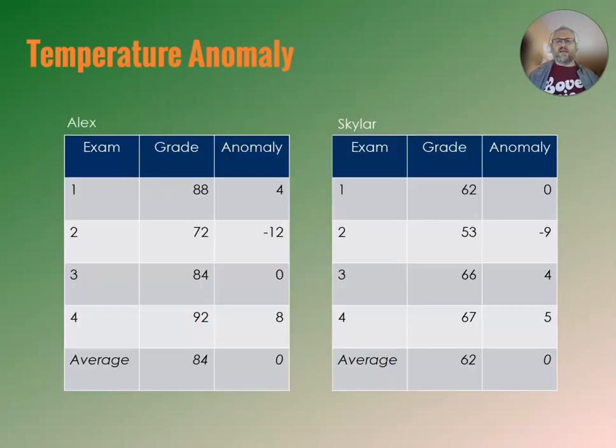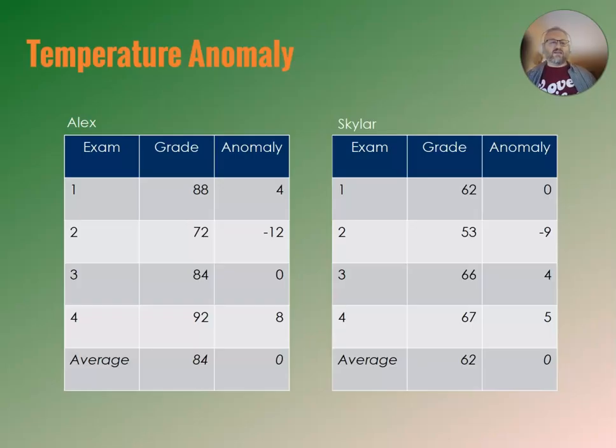So let me give you an illustration with some numbers here. Rather than talking about temperatures, because we can talk about anomalies with any sort of set of data, let's step away from temperatures and look at exam scores as a kind of data that you can calculate anomalies from. So let's imagine we have a class where there are 4 exams, each worth the same amount in the final grade. And we've got our 2 students here, Alex and Skylar. I've got their grades on each exam there, and so then you can calculate their average.